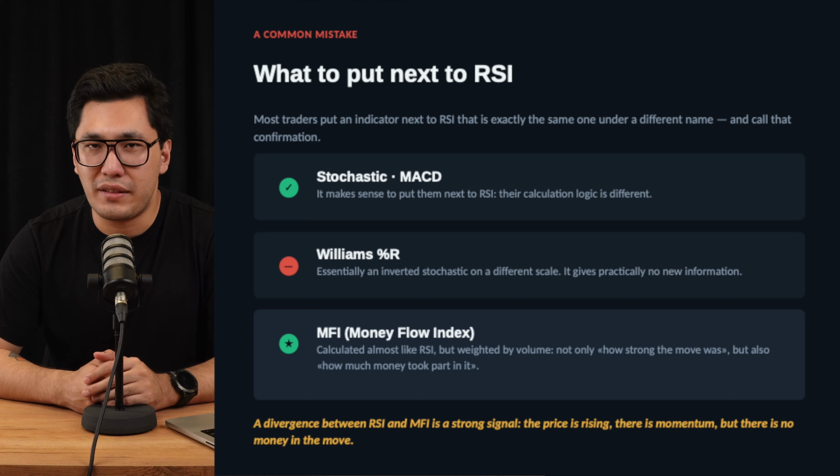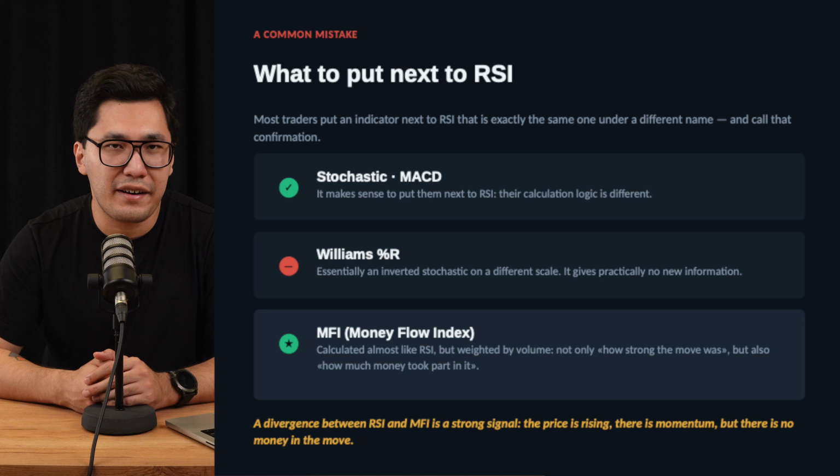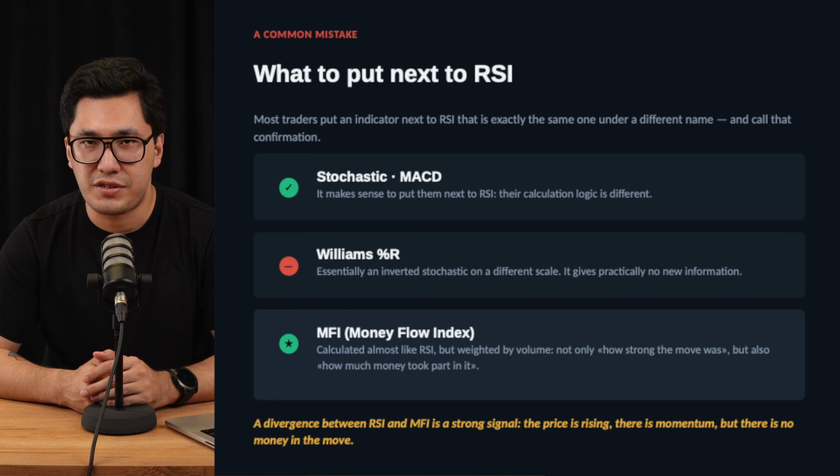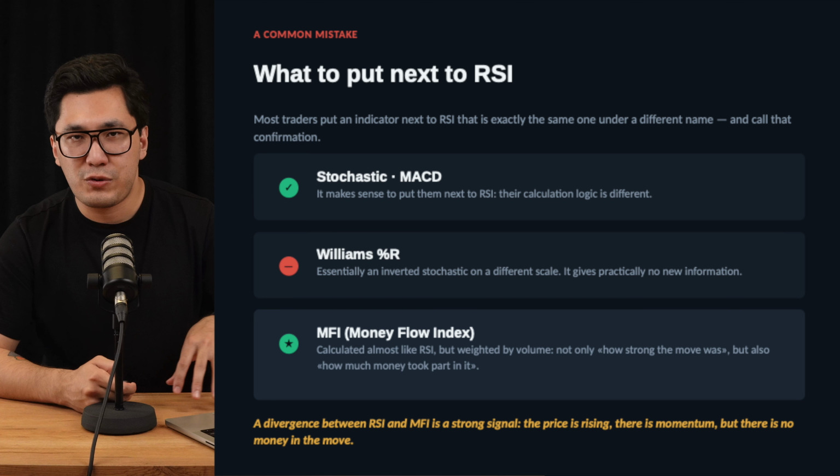MFI, Money Flow Index. This is calculated almost like RSI, but weighted by volume. So it answers not just how strong was the move, but also how much money was involved in it. The divergence between RSI and MFI is a strong signal. The price is rising, there is momentum, but there is no real money behind the move. This is by far the best partner for RSI on this whole list. It's the only one I would actually keep.